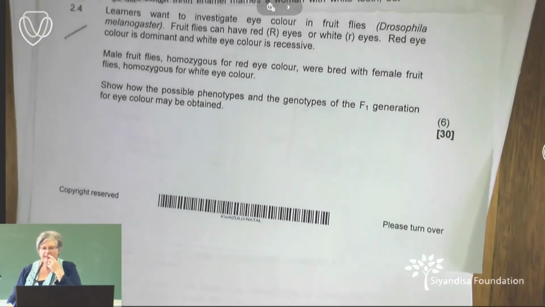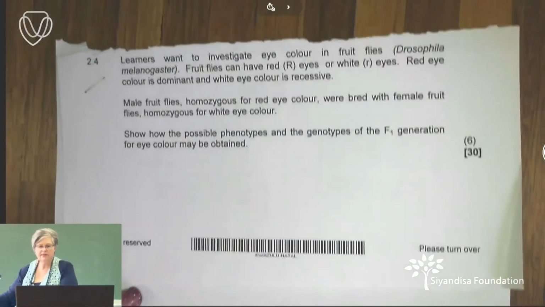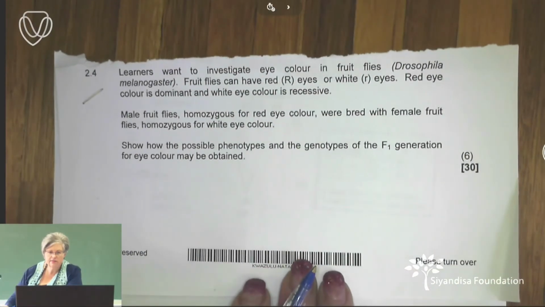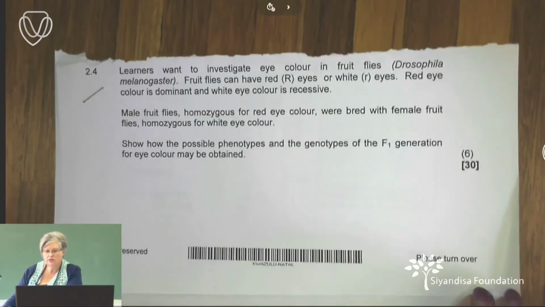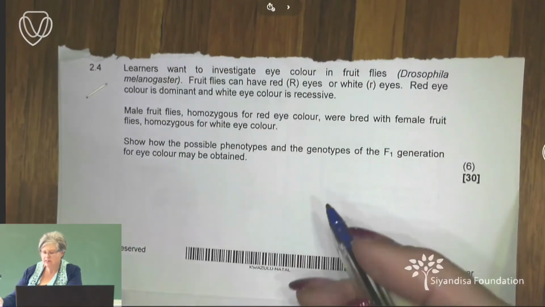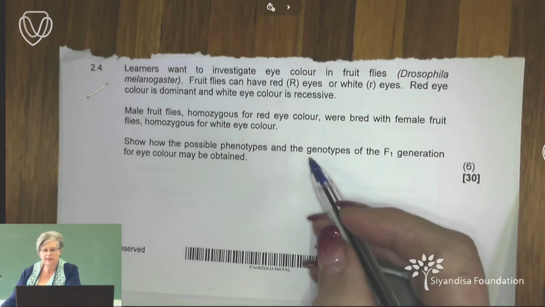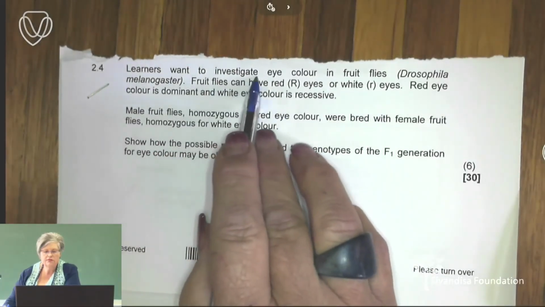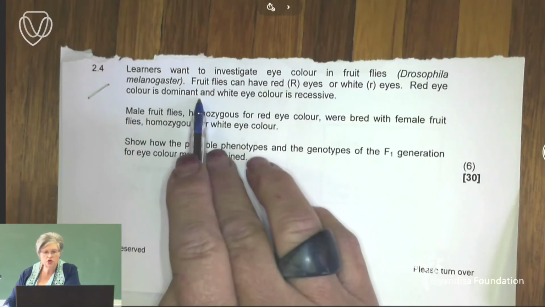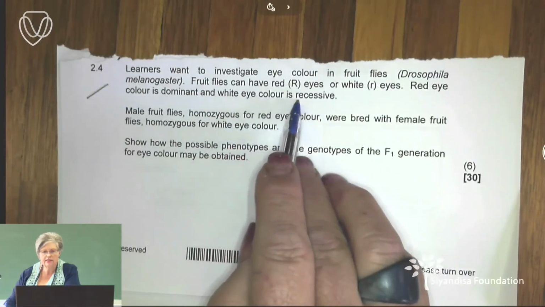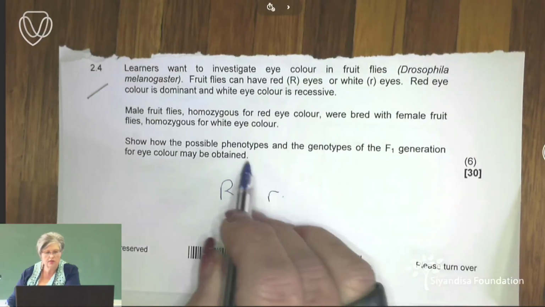Okay. Then often, like I said to you, in all the papers there will be an investigation. This one is not an investigation in terms of asking you the conclusion and the hypothesis, but let's read here. Learners want to investigate eye color in fruit flies. Red eye color is dominant, while white color is recessive. They tell you the symbols are big R, small r.